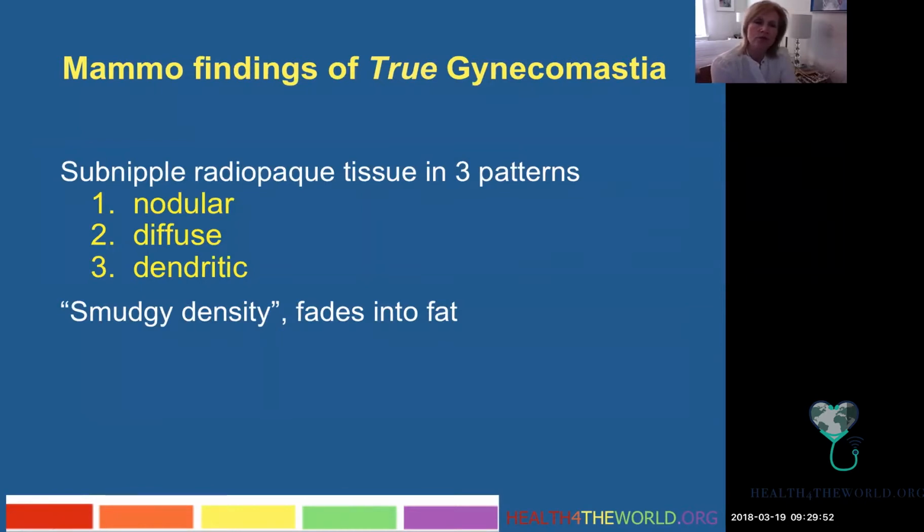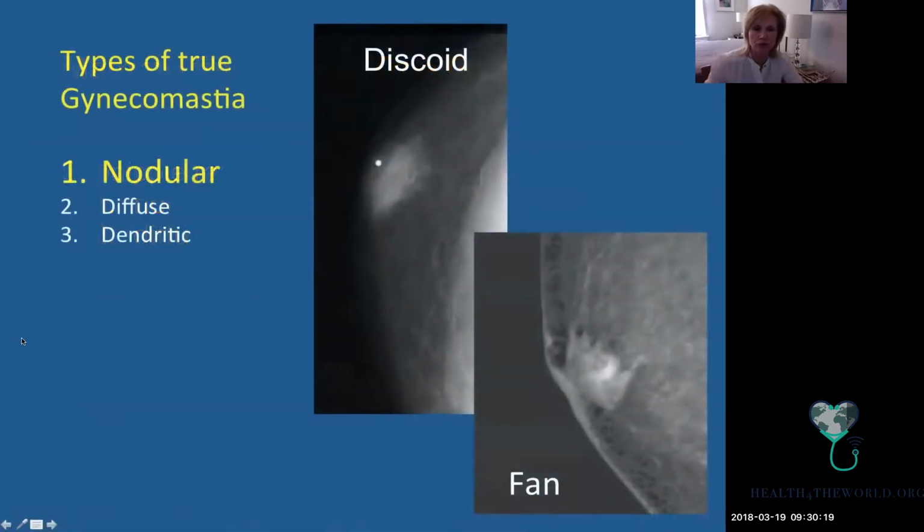All right, now we're going to move on to the mammographic findings of true gynecomastia. True gynecomastia is where we have proliferation of ductal tissue under the nipple. So we talk about three different patterns of this subnipple radiopaque tissue. We talk about nodular, diffuse, and dendritic patterns. But all three of these are characterized by a smudgy kind of density that fades into the surrounding fat. And we'll show lots of examples of that.